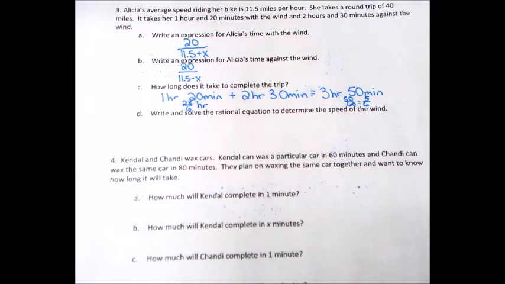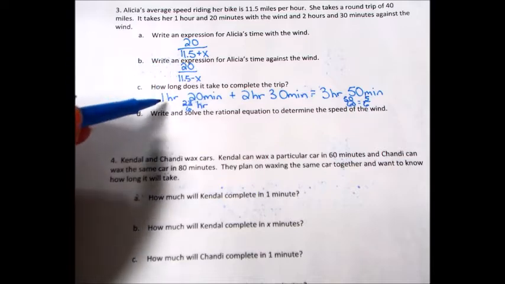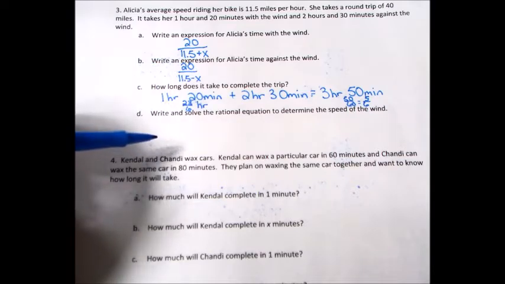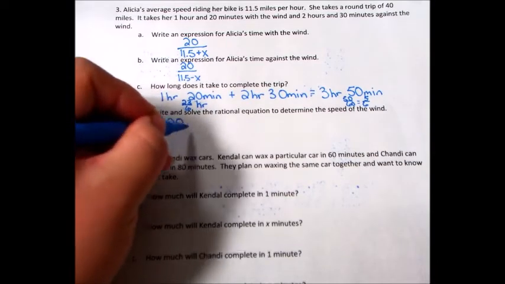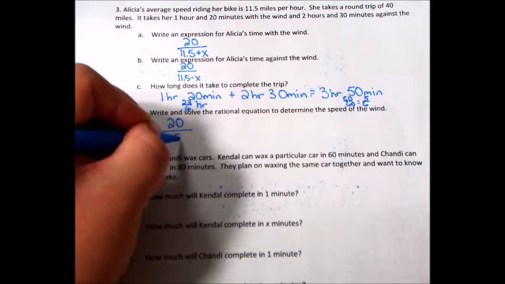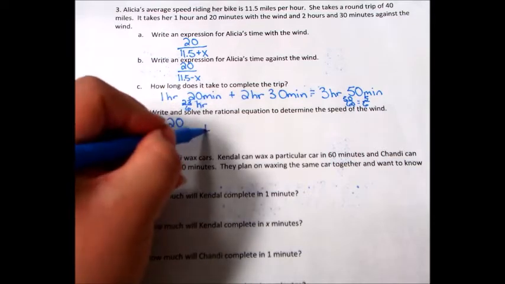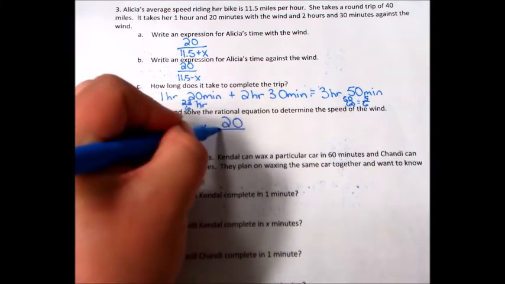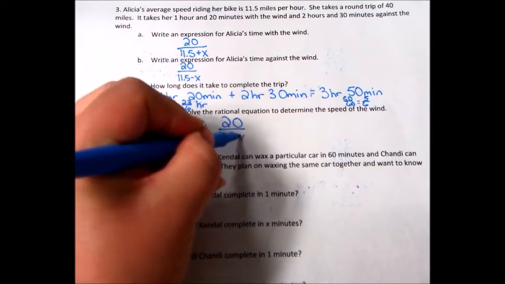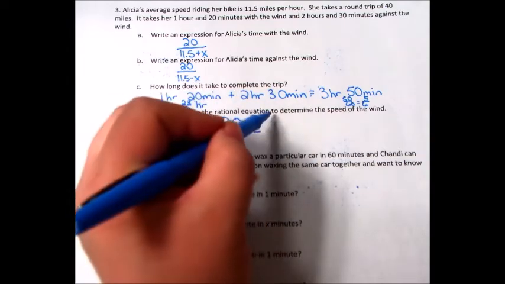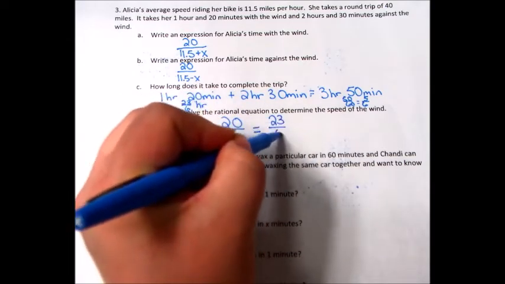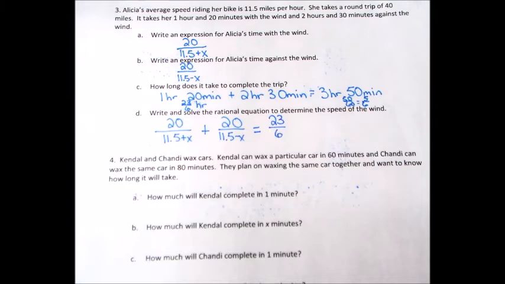So now we're going to use all of the information from A, B, and C to write our own equation to solve. We take the time with the wind, and we add that to the time against the wind, and that should equal her total time. Now we have to actually go about the business of solving this. I probably should have written a little smaller, but we'll muddle our way through.